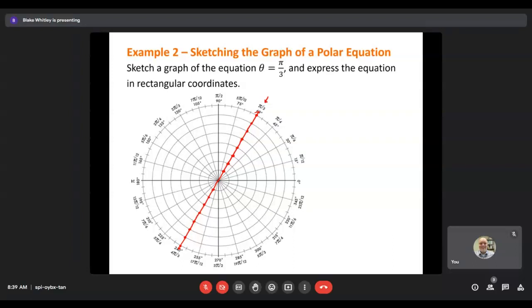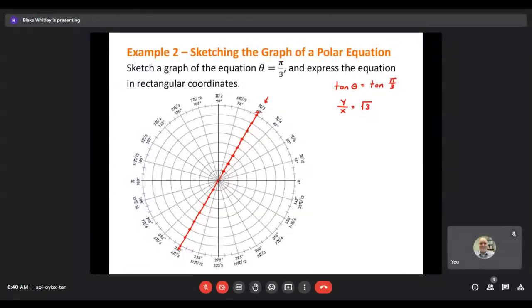Now, this time we want to put this in rectangular form. The only one that I've got that has a theta in it would be tangent theta equals y over x. So what I'm going to do here is take the tangent of both sides of this equation. So I'm going to write tangent theta equals tangent pi over 3. Well, tangent theta is equal to y over x, and the tangent of pi over 3 is square root of 3. Okay, so there's our equation in rectangular form.